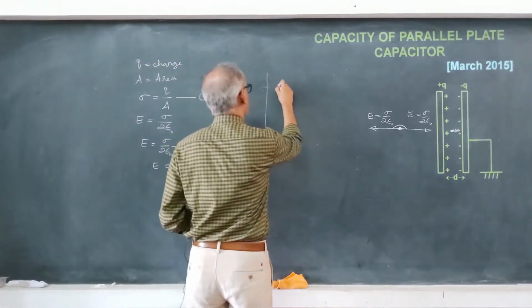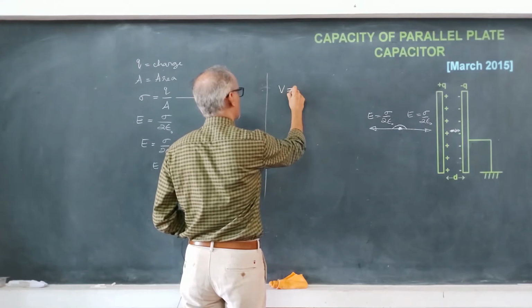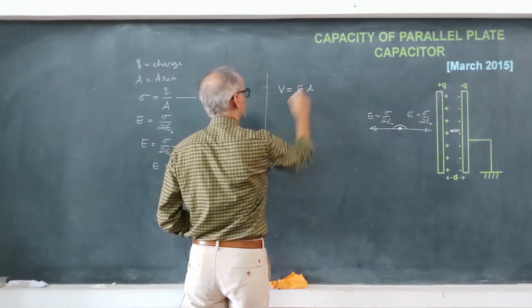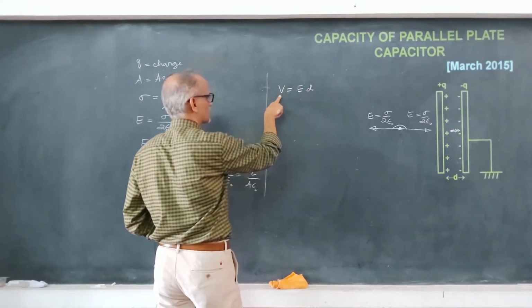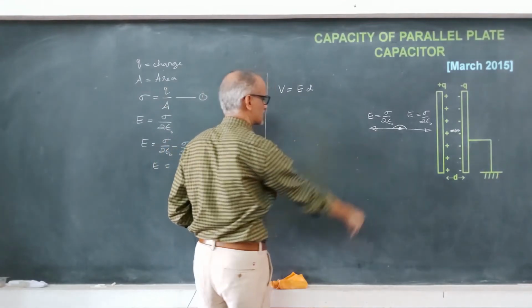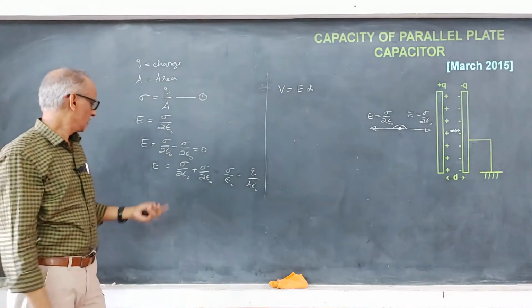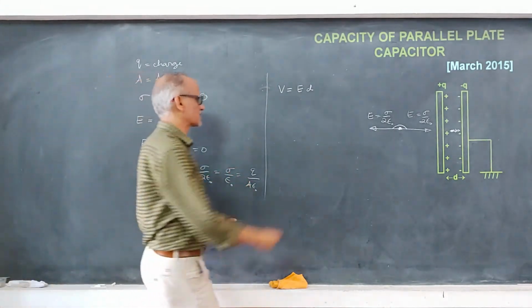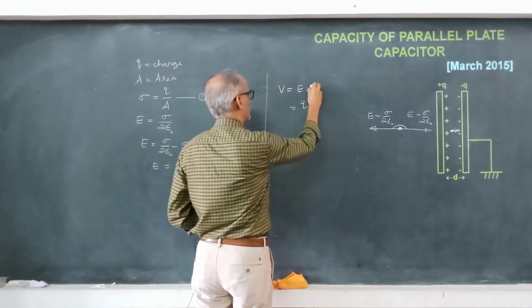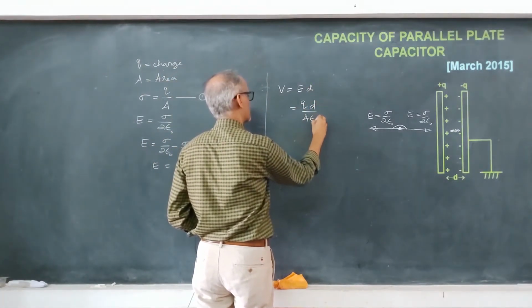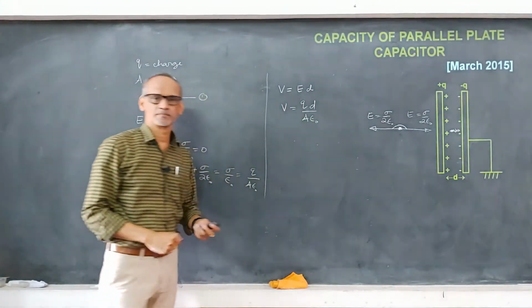There is a potential difference between the plates which is given by E into d. Potential difference is equal to electric field into the distance, which is d. Electric field here is Q by A epsilon naught. So that's why it is Q d by A epsilon naught. Now this is the potential difference.